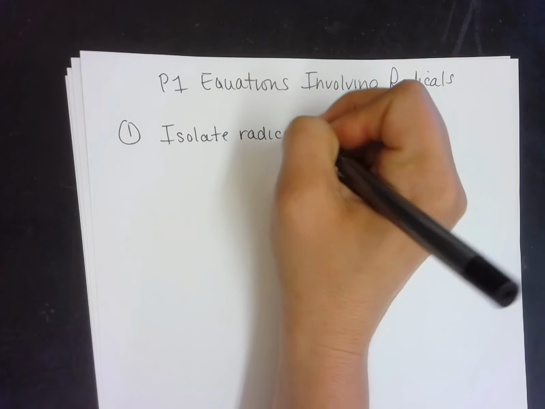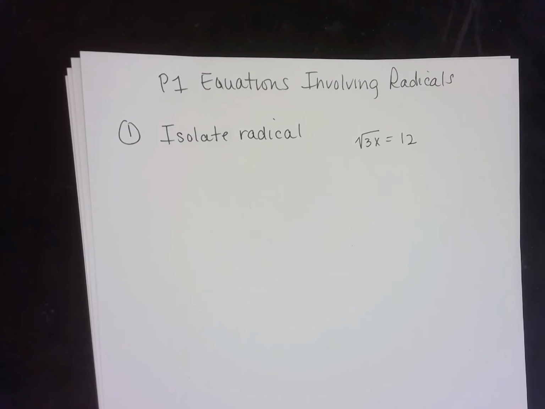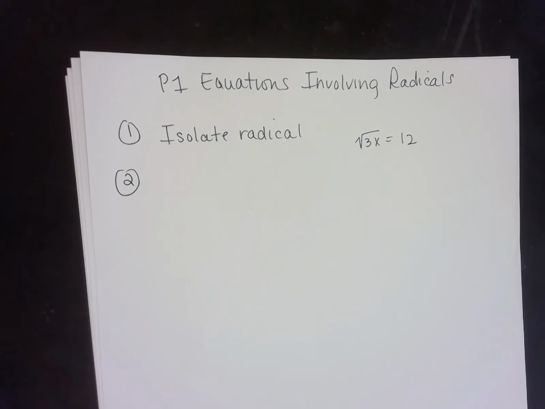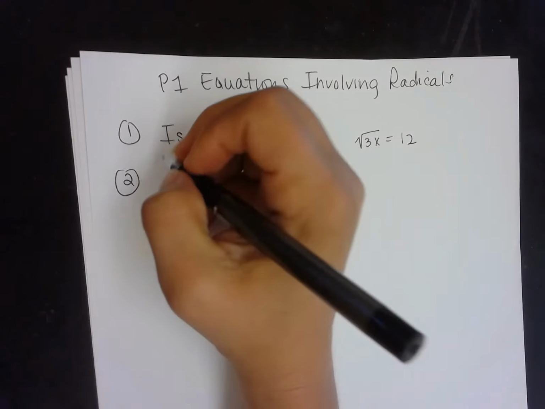Now, we don't really need to do that in this case because it's given to us already isolated. So in this particular case, we don't have to do any additional work. But if the square root were not alone on one side, then we would want to get it alone. The second thing we want to do is raise both sides of the equation to the appropriate power to undo the root.